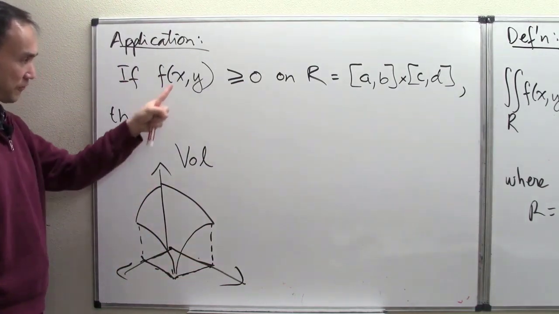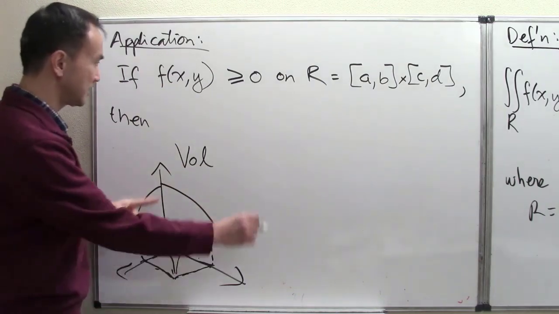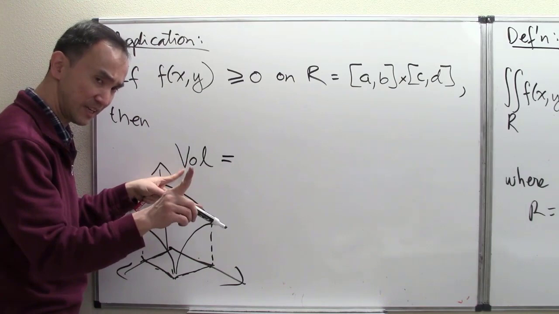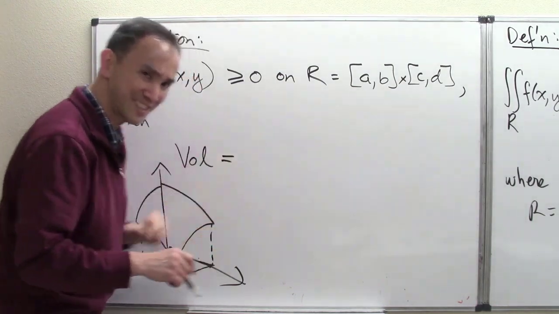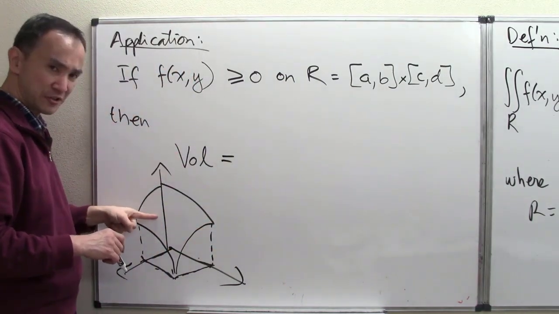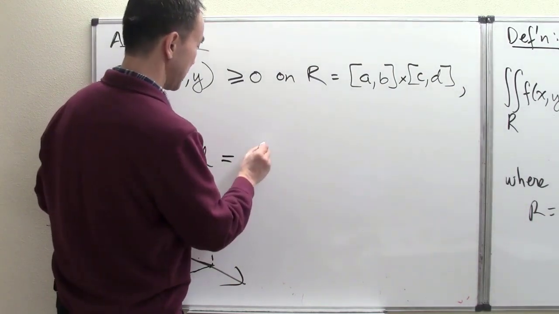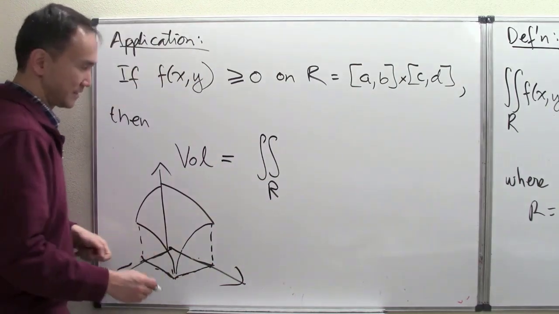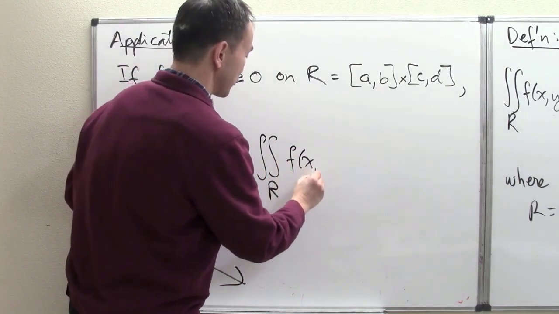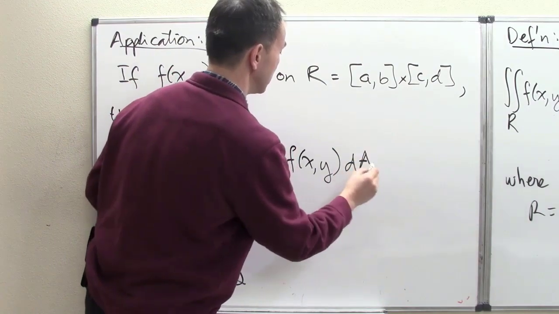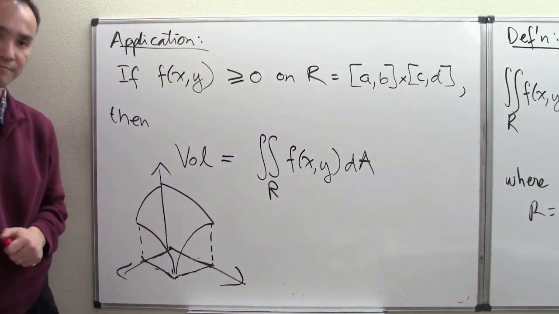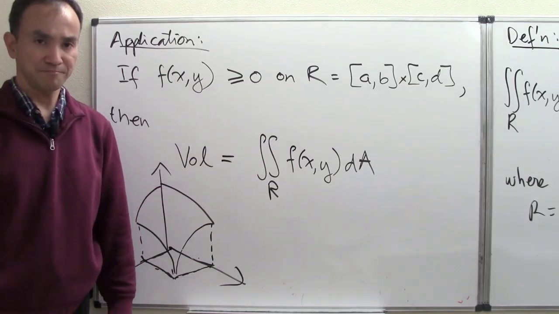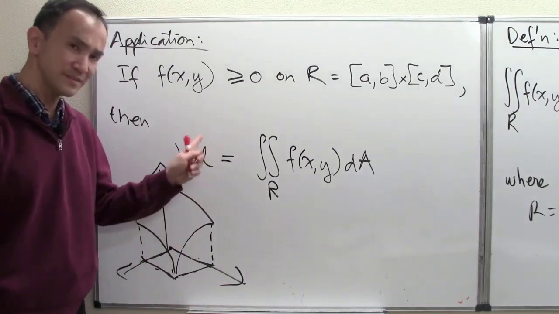So as long as the function is above the x and y floor, then the volume, and now I'm talking about the exact volume, I'm not doing these wiggling lines anymore, the exact volume of that picture can be obtained by calculating the double integral over the region R of whatever that function is with respect to dA. That's one usefulness of that. And that's how it is.